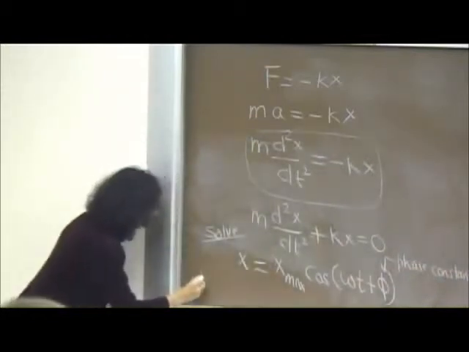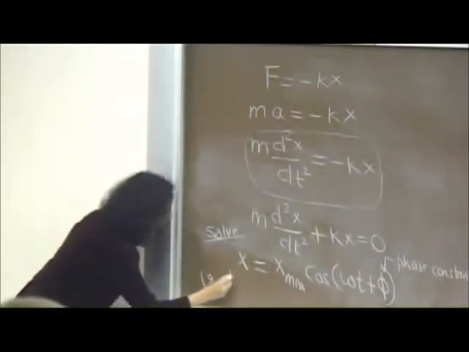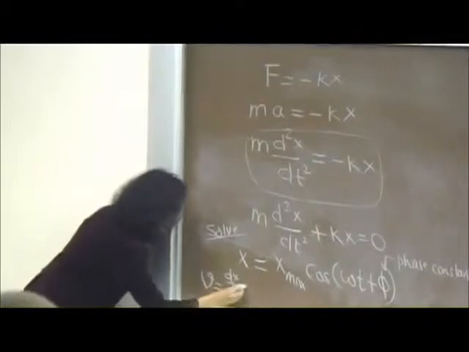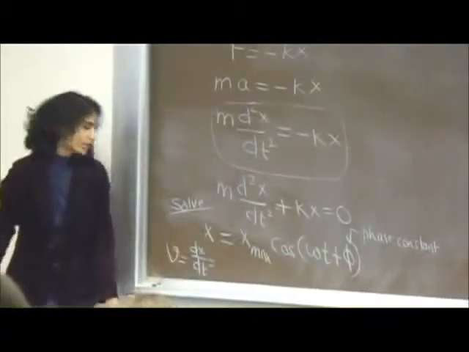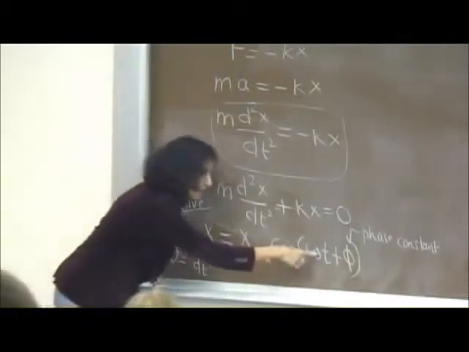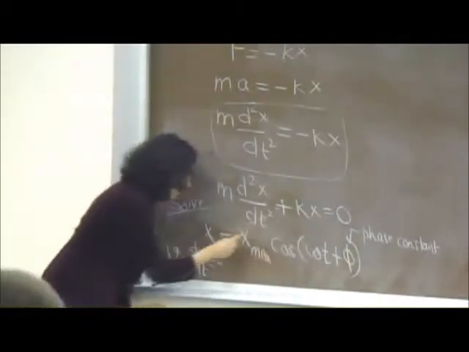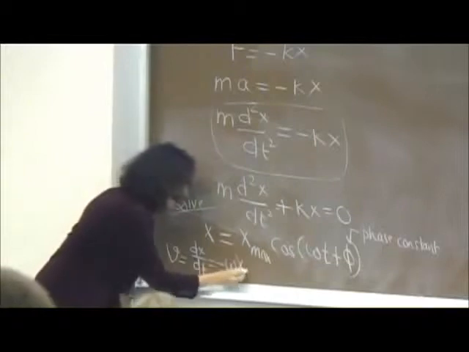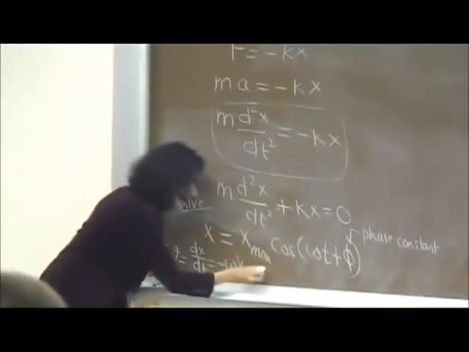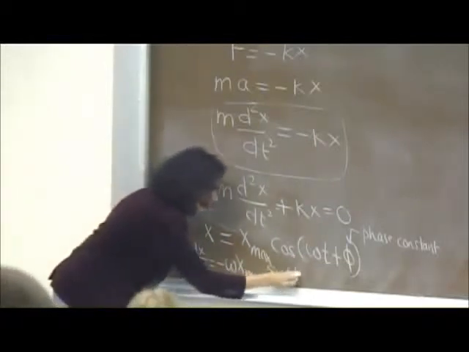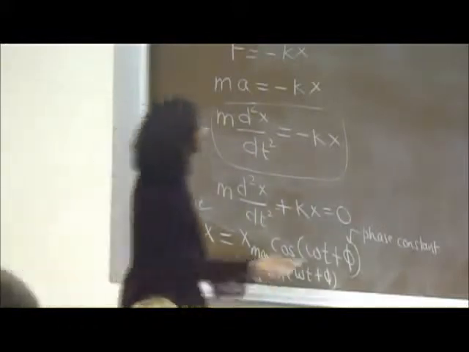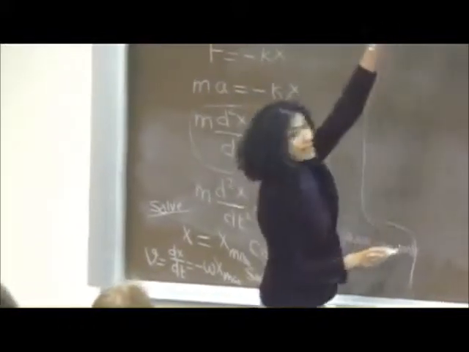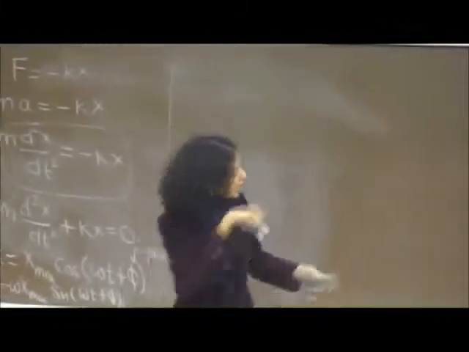And how do you find v? v will be equal to dx over dt. If I take dx over dt, the derivative of cosine will be minus sine. And remember, if I take the derivative of omega t, omega will get pulled out. So this will become minus omega times x max times sine of omega t plus phi. Okay, exactly in the same manner for our LC circuit that we are talking about, let's think about it.